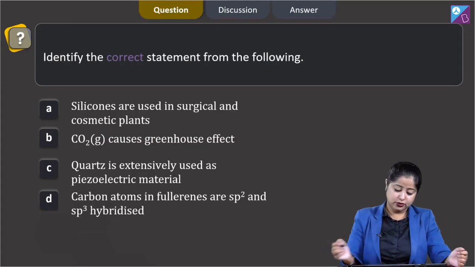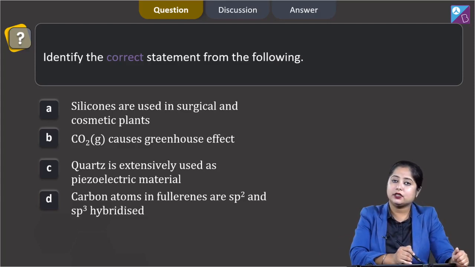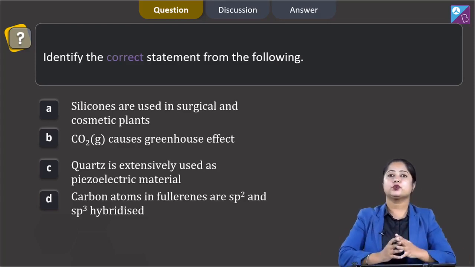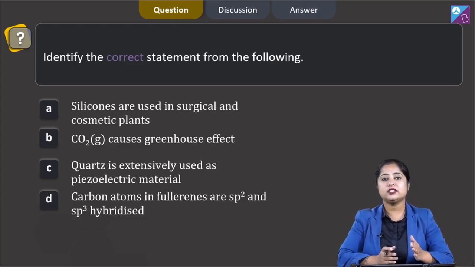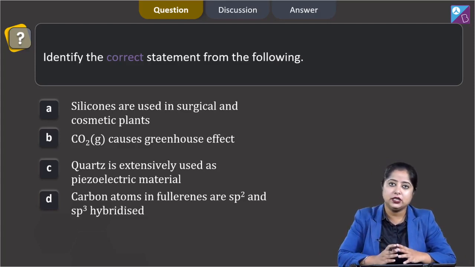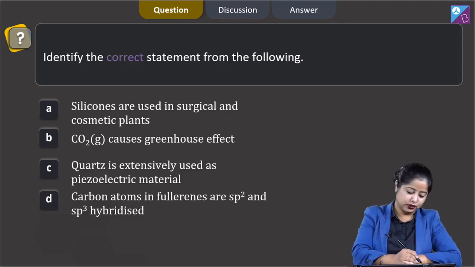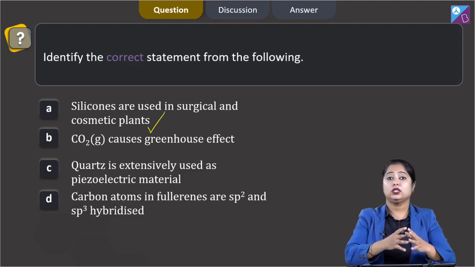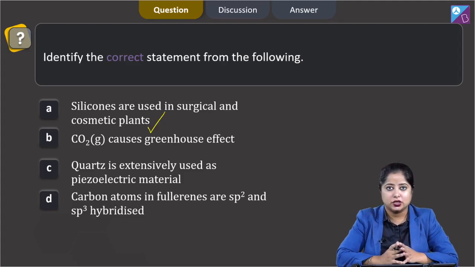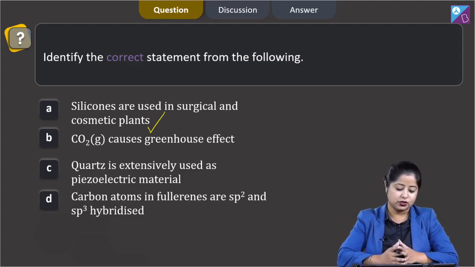Moving to the next question. Identify the correct statement from the following. Students, in this question we are given 4 statements and we have to identify the correct one. So let's start with the very first statement. Silicones are used in surgical and cosmetic implants. Student, this is a correct statement, as we know that silicones are inert in nature. As a result, silicones are used in surgical and cosmetic implants.